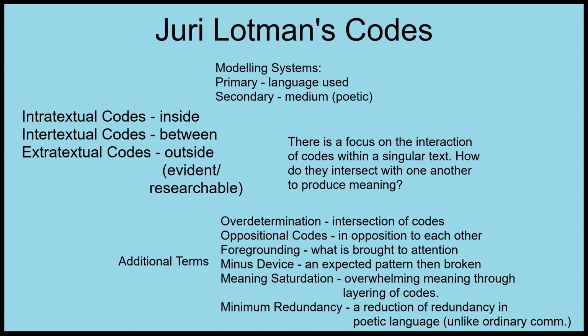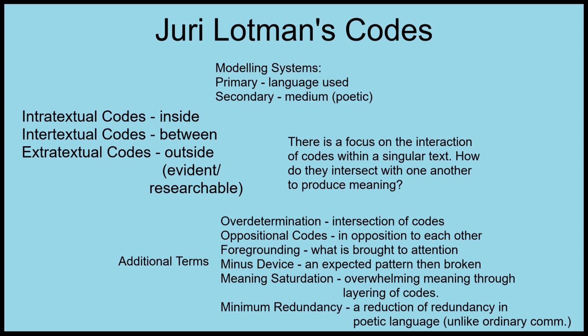So, codes are the different systems at play within a text that can help you to understand it in some sense. We're going to go through all the main terms, the main ideas, and then we're also going to look at a poem and how we could talk about this from a poetic perspective. In very basic terms, usually a lot of people will look at this from the intratextual, intertextual, and extratextual perspective, but we are actually going to start with the modeling systems instead.